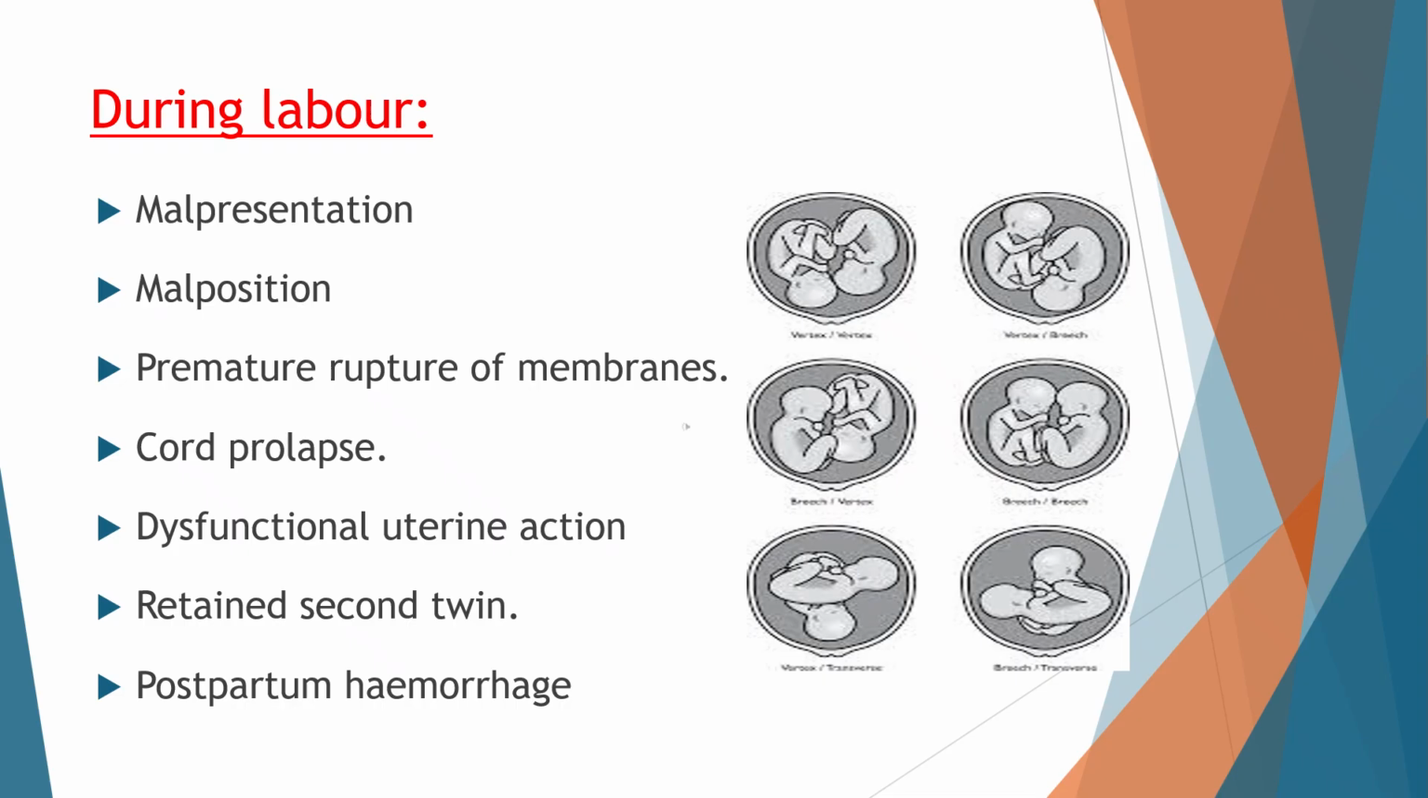Uterine contractions may be ineffective, resulting in dysfunctional uterine action and prolonged labor. In some cases, the second twin may be retained due to changes in position after the first baby is delivered. After delivery, postpartum hemorrhage is a major risk because the overstretched uterus may fail to contract effectively.